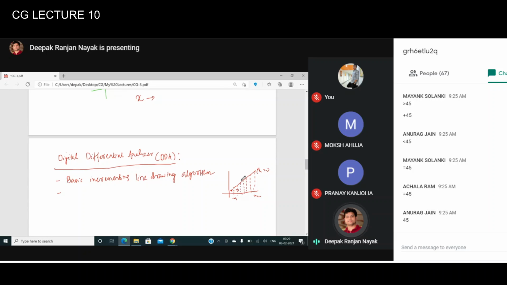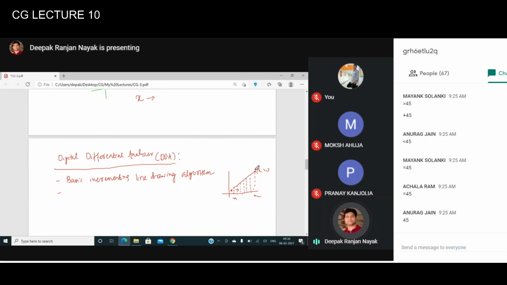We want to find out the addressable pixels which will be lying in between x1, y1 and x2, y2. That's our job. And we'll try to find out the most effective addressable pixels which are close to the line, right? We'll see it.